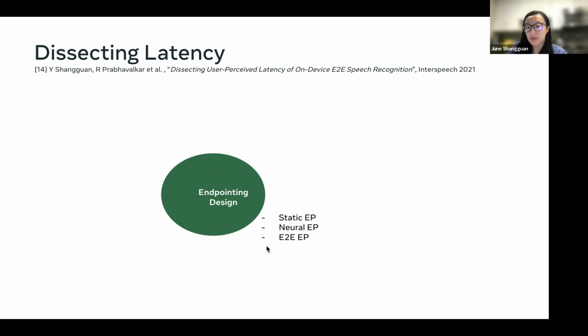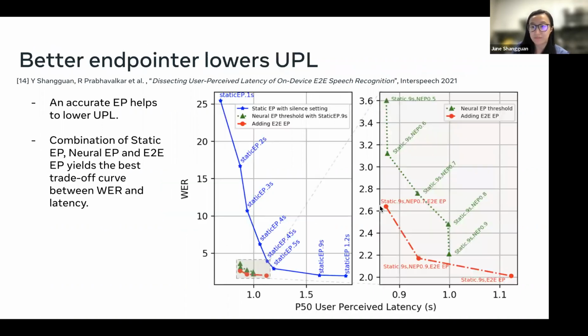And the end-to-end endpointer is much more interesting, where you actually add an end of sentence token to your RNNT. So you use the ASR model to predict endpointing. And so during training, you know exactly the utterance endpoint, so you can actually backpropagate that probability. And so the E2E endpointer is basically an ASR predicted end of sentence token.